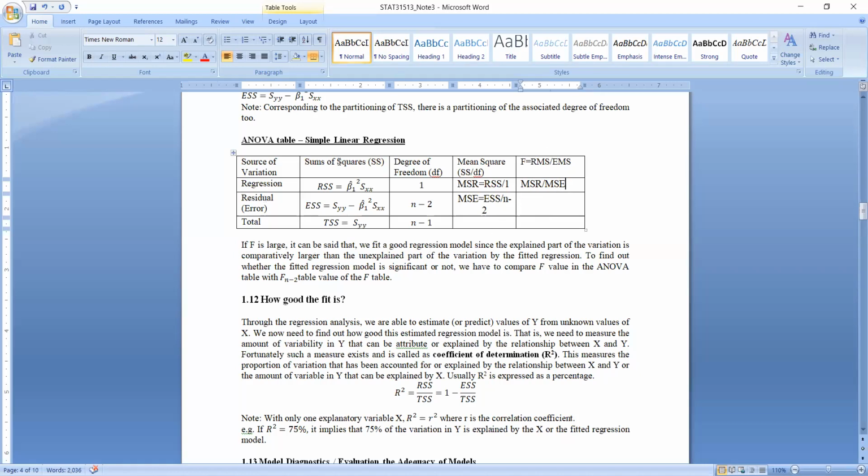After constructing the ANOVA table, by looking at this F value and comparing it with the table F value, we can evaluate the accuracy of our model, that is, whether our model is significant or not. I will show you how to do the calculations.